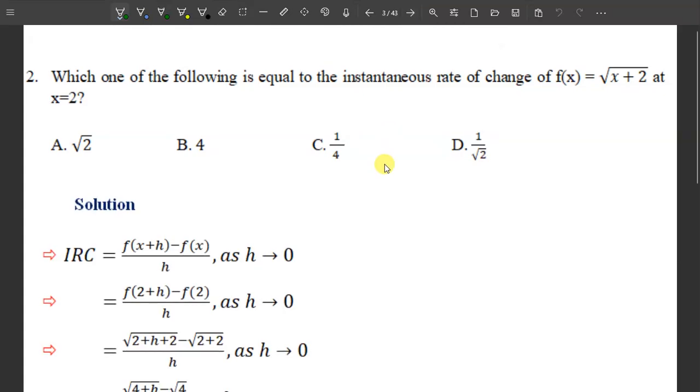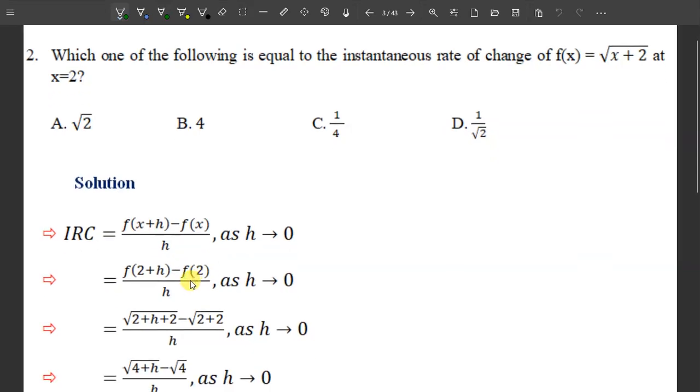The next question says, which one of the following is equal to the instantaneous rate of change of the function f of x equals the square root of x plus 2 at x equals 2? We define the instantaneous rate of change as the derivative of the function. Anyway, let us use the formal formula. Instantaneous rate of change, as we have already defined, is equal to the limit of f of x plus h minus f of x over h as h goes to 0.